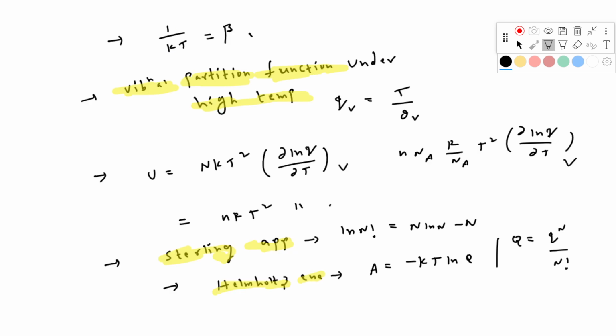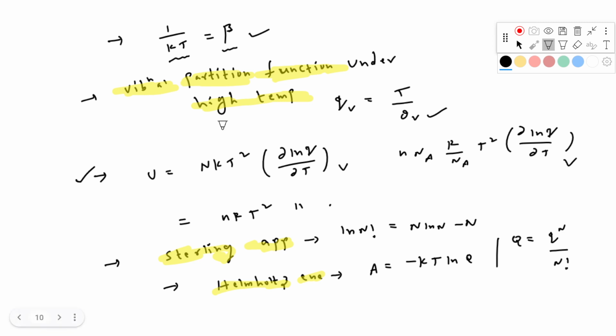Next, this is also very, very important. If you have the term 1 by kT, you will get this term when solving the questions. Sometimes you have to write it as beta: 1 by kT is equal to beta. Next, vibrational partition function under high temperature. If you have high temperature, then the formula is vibrational partition function qv equal to T, the normal temperature, over the vibrational temperature theta v.